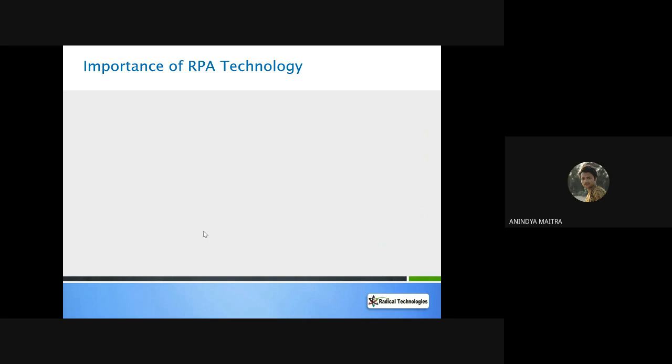So why is RPA important? What we discuss next is the importance of the RPA technology. First and foremost, the most important thing is it improves the efficiency and generates savings. That is the basic goal of every organization that goes for RPA. So efficiency improvement and generating savings means what?